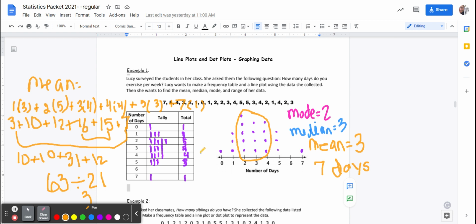So what we've done now is we have graphically displayed the data from her list, which is a lot easier to look at than this list of numbers, which almost looks meaningless. We've calculated the mean, median, mode, and the range, and we've determined what the typical is. So that is how we make and use dot plots.